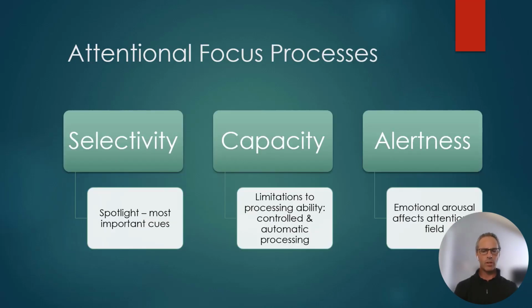All right, so if we look at attention as a process, we have three parts of this process. First is selectivity, next is capacity, and lastly is alertness. Alertness is probably going to impact us the most in many ways, because our arousal, whether too high, too low, or optimum, will impact our attentional field.